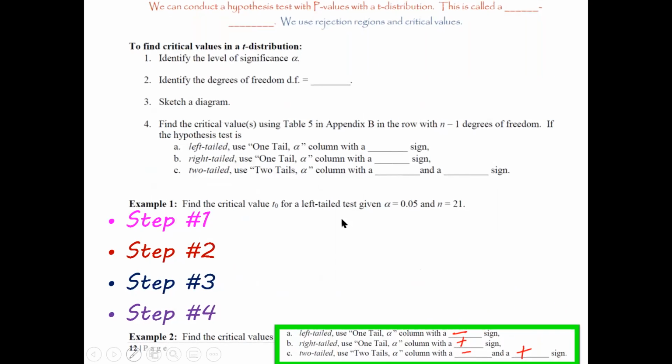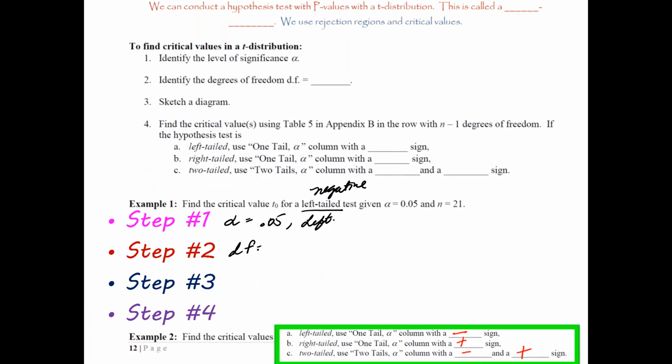Now let's go ahead and take a look at example 1. It says find the critical value t sub 0 for a left tail. So you're automatically going to use a negative, for alpha equals 0.05 and n equals 21. Step number 1, find the alpha value, and it's given to you: the alpha is 0.05. It's also given to you that you're going to use the left tail.